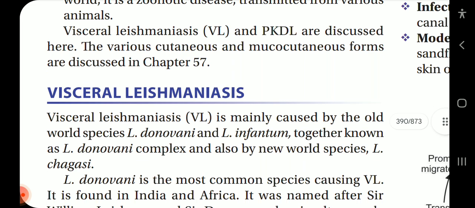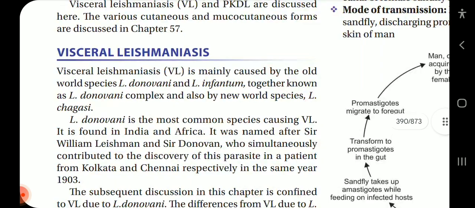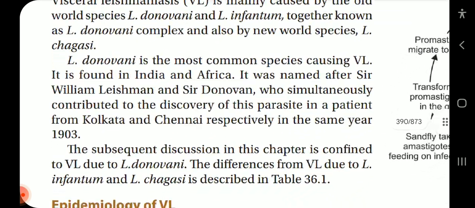Visceral Leishmaniasis (VL) and PKDL are discussed here. The various cutaneous and mucocutaneous forms will be discussed in the respective chapters. Visceral Leishmaniasis is mainly caused by the Old World species Leishmania donovani and infantum, together known as Leishmania donovani complex, and also by the New World species Leishmania chagasi.